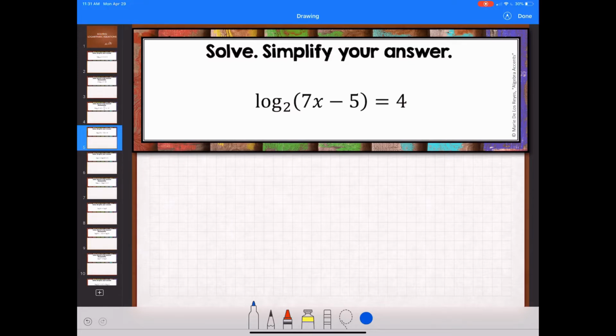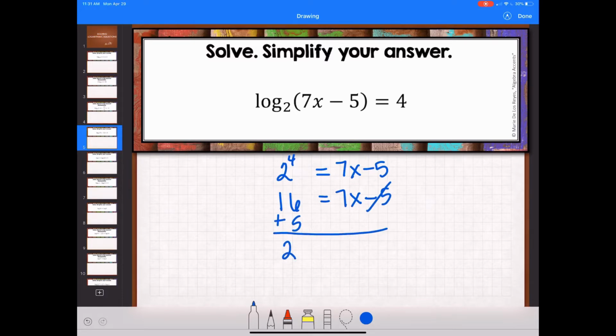In this problem, the logarithm is already isolated. I don't have anything in front or in the back of it, so I'm going to go ahead and start. My base is 2, my exponent is 4, and that's going to equal my answer, which is 7x minus 5. So I rewrote it in exponential form. I'm going to go ahead and simplify this exponent. 2 to the 4th power is 16. And then now I'm going to solve. Add 5, it's 21, and divide by 7. So x equals 3.